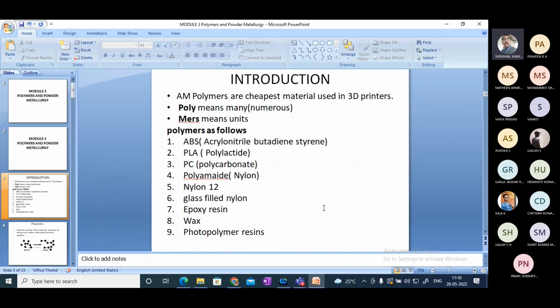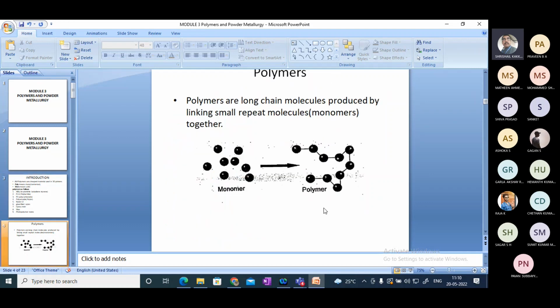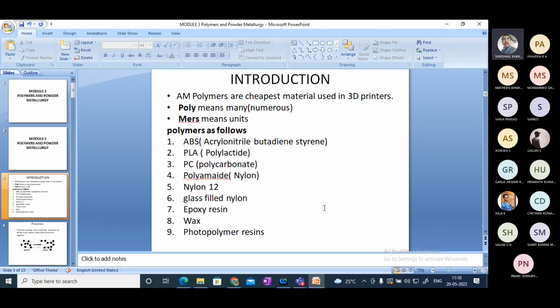Then after this, let me try to understand these different polymers: ABS, acrylonitrile butadiene styrene, and PLA, and PC, polycarbonate, and polyamides, that is the nylon. It is the grade of again the nylons, and glass-filled nylons, and epoxy resins and wax and photopolymer resins. So these are the different polymers we'll come across.